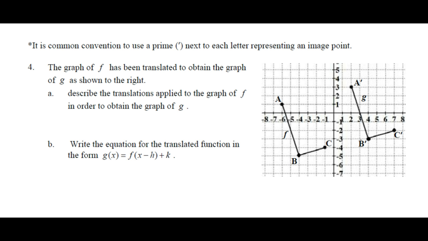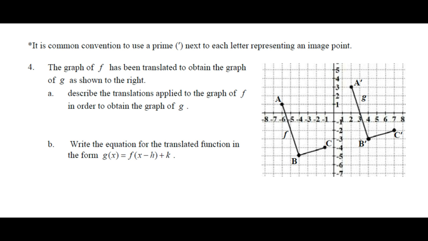It's common convention to use a prime next to each letter representing an image point, right? So we say, look, here's the original function f, here is its image g, under some translation, right? So something has happened to translate or transform. We can use transform because in general that's what's going to happen. Transform f to g. So first, describe the translations applied to the graph of f in order to obtain the graph of g. Now, are they congruent? Are they the same size, same shape, same orientation? Yeah, okay. So all we really got to look at is, how did A get to A prime?